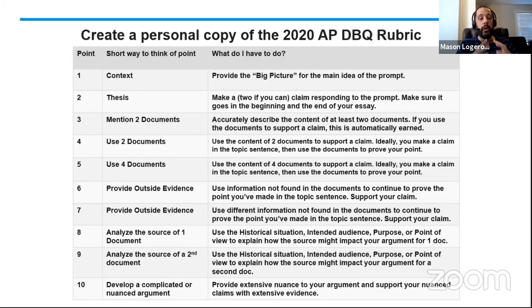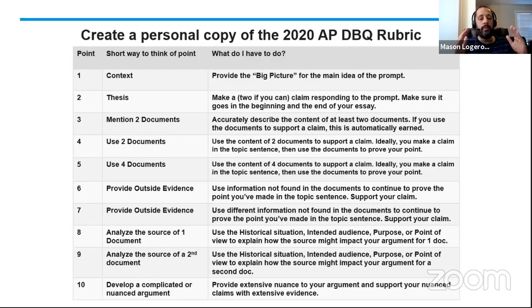Now, the good news is that all of the points of the rubric are the exact same ones from the old rubric, the same ones that you've been studying all year. It's just that the point values have changed slightly on those. So he asked y'all to think of a short way to think of the point, and then what exactly is it that you have to do in the DBQ to earn that point?